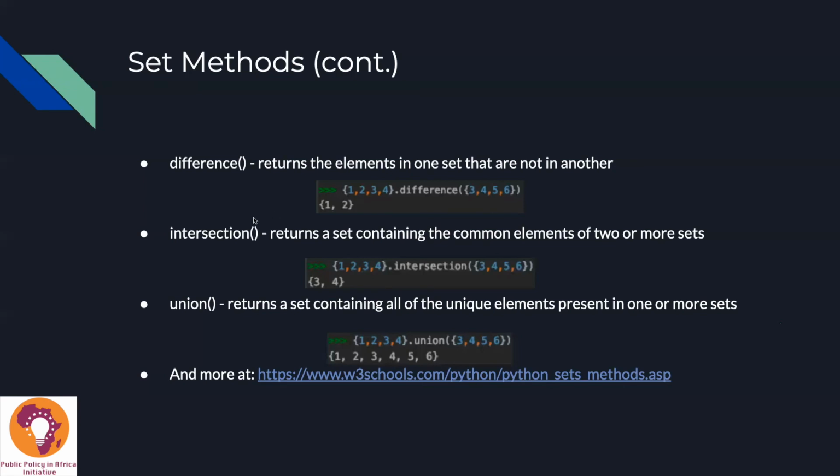All right, intersection. So set intersection returns a set containing the common elements of 2 or more sets.